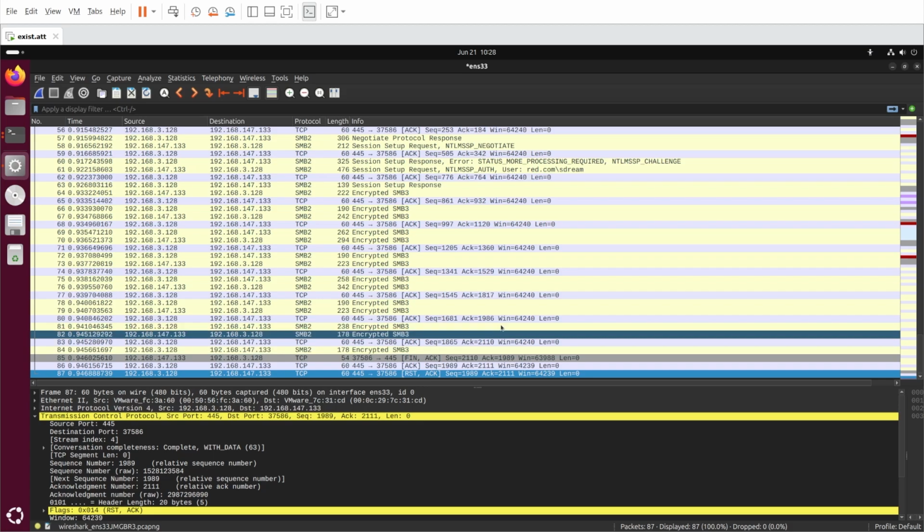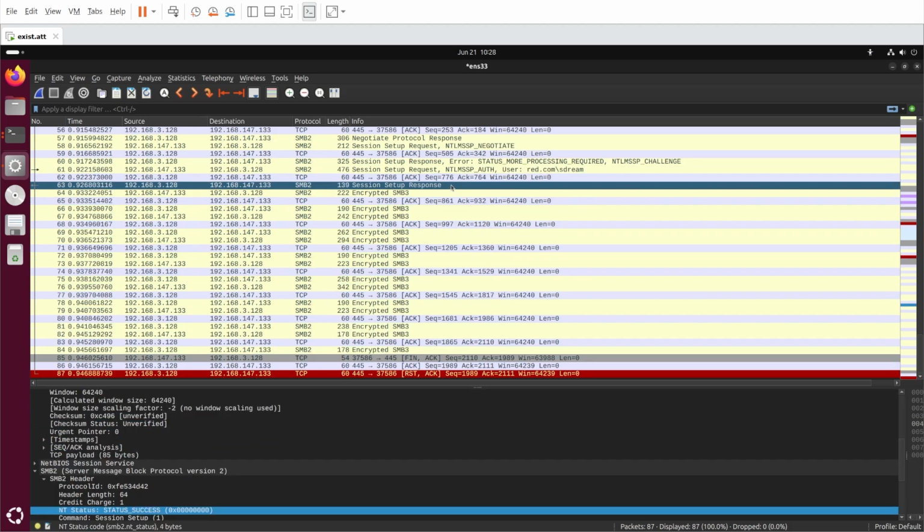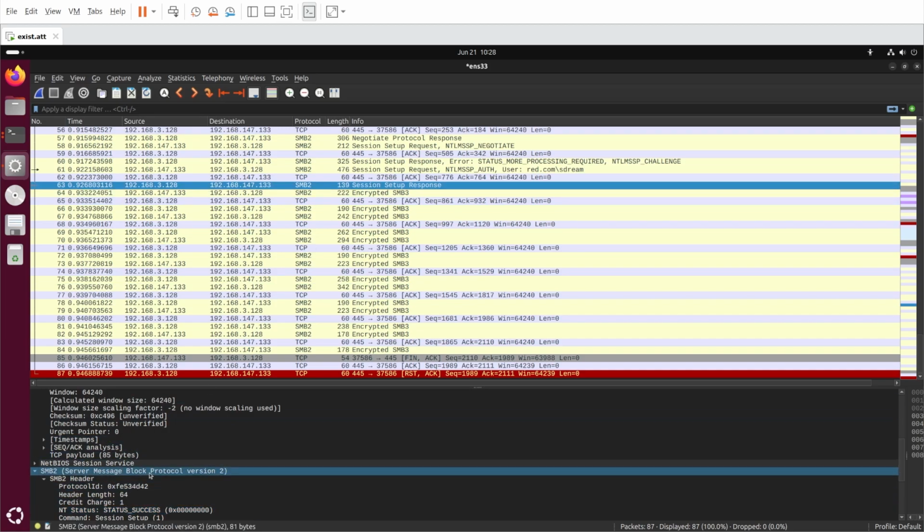The actual session authentication process is the same, and the corresponding response is success, as indicated from our command output as well.